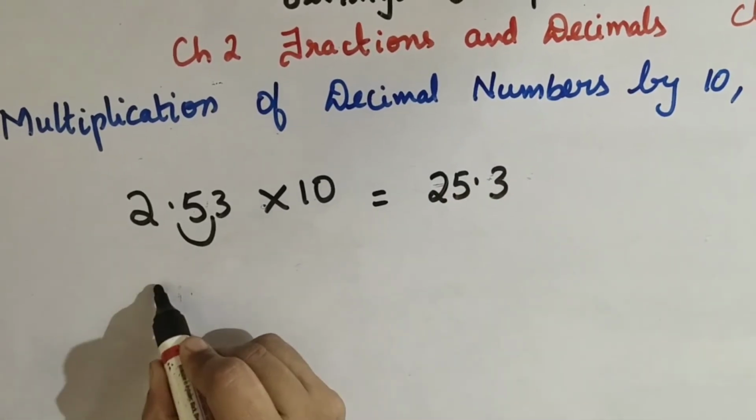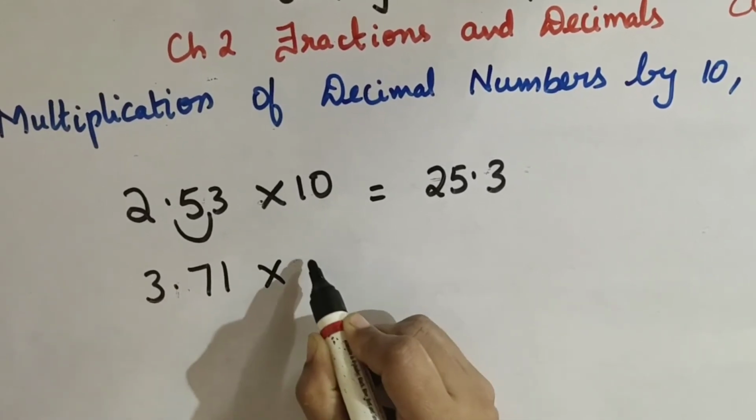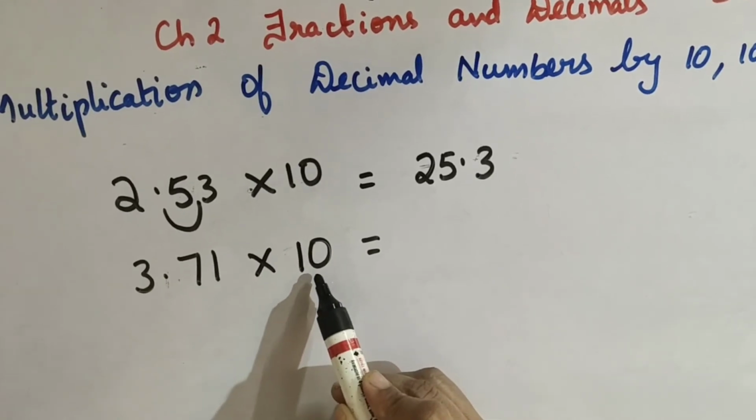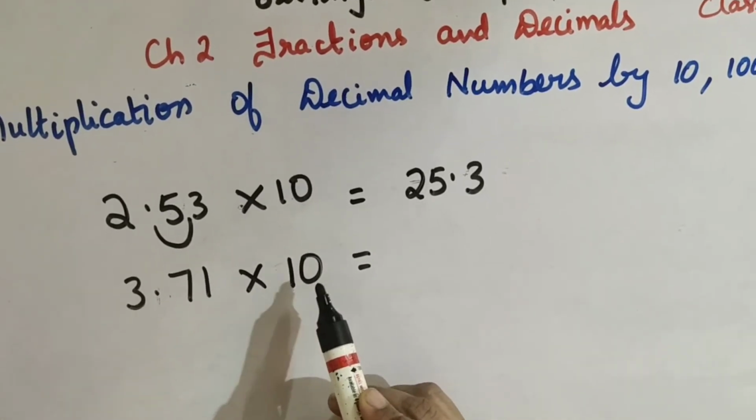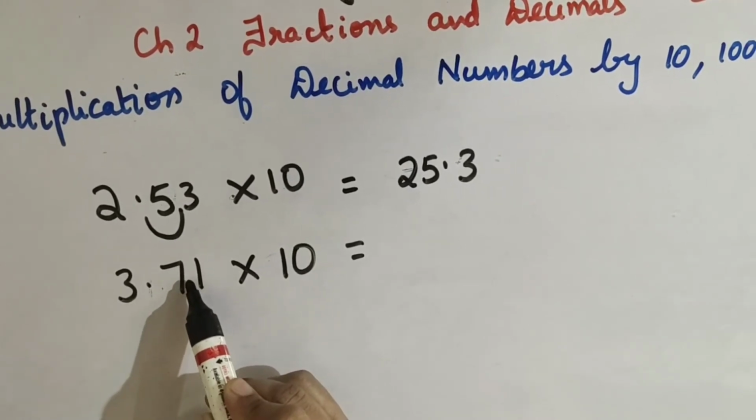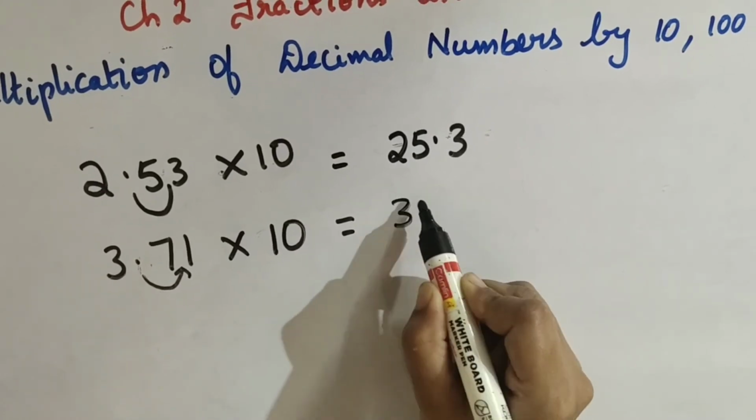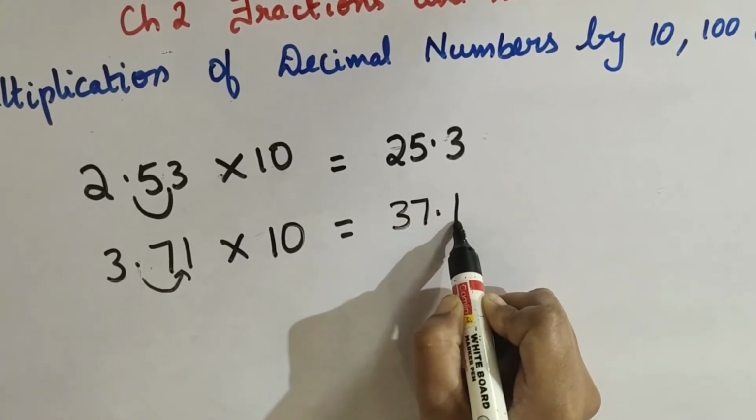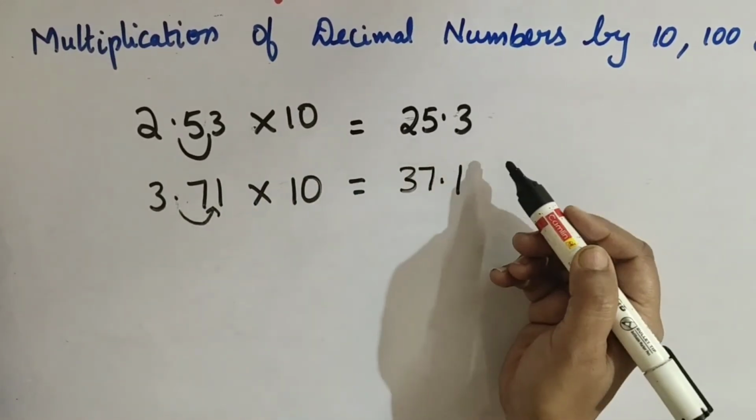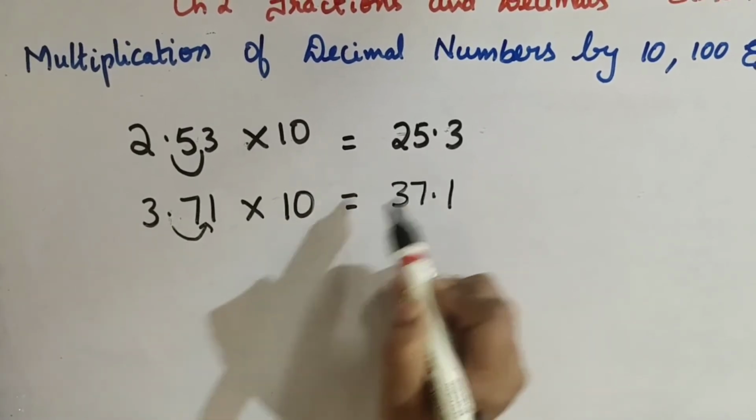Check with another example. Say suppose 3.71 into 10. The same I'll take. Here after 10, how many zeros do we have? 1 zero only. Now the decimal point shifts 1 digit towards the right side. So the point will shift here. So the solution will be 37.1. Actually you can do this in the previous method also, but that takes time, right? But this is a very easy method. Directly you can write the solution.